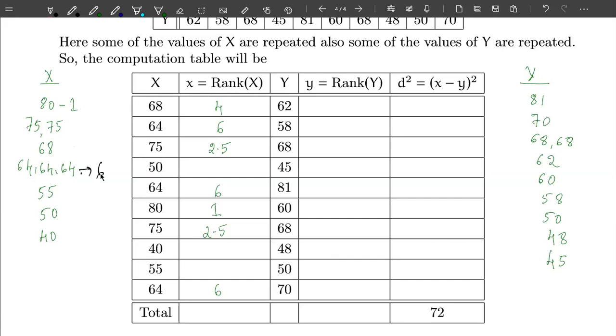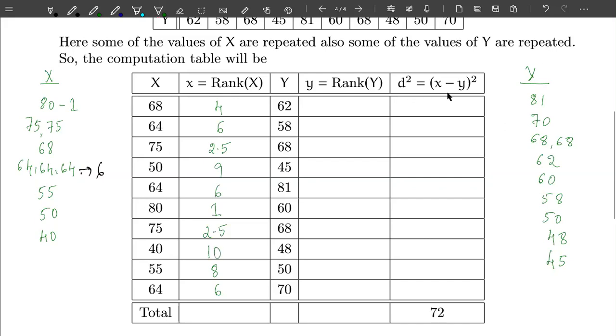Then after that you have 55. Please note, 64 should have been in 5th, 6th and 7th position. So when you are assigning rank for 55, the rank will be 8. Then 50 will take rank 9, and obviously 40 will take rank 10.